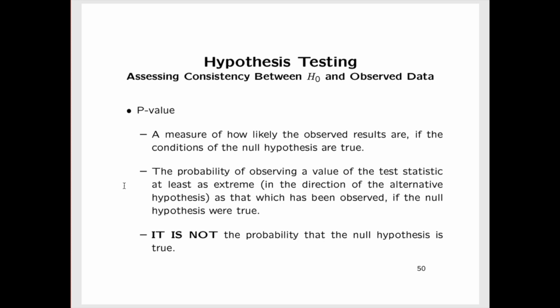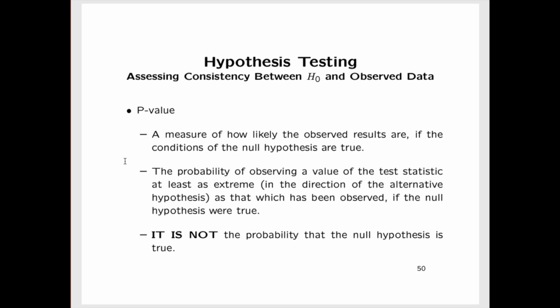The p-value is specifically the probability of observing a value of the test statistic at least as extreme as that which has been observed if the null hypothesis is in fact true. Now, if the probability of observing a value of the test statistic at least as extreme as that which has been observed if the null hypothesis is true is small, right? If that probability is small, what that's telling us is that the observed results that we've seen are not likely if the null hypothesis is true.